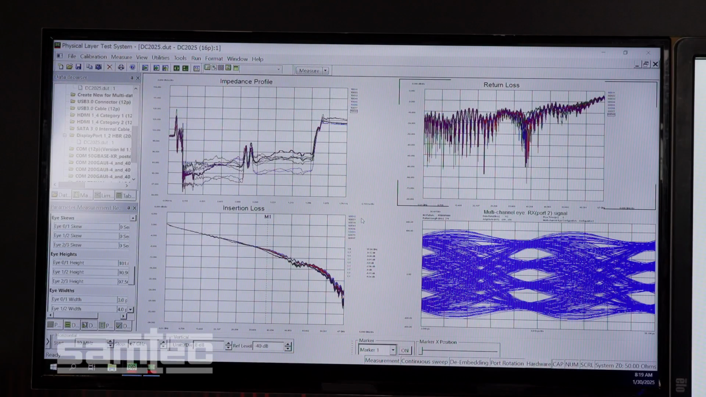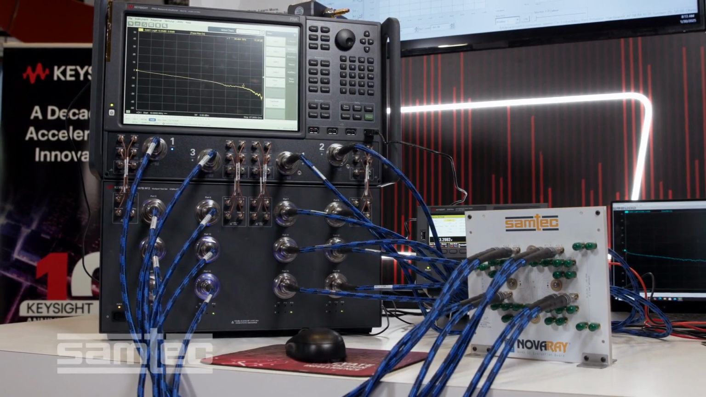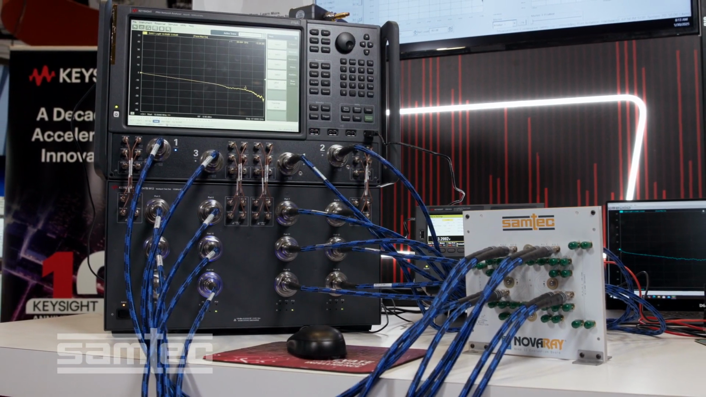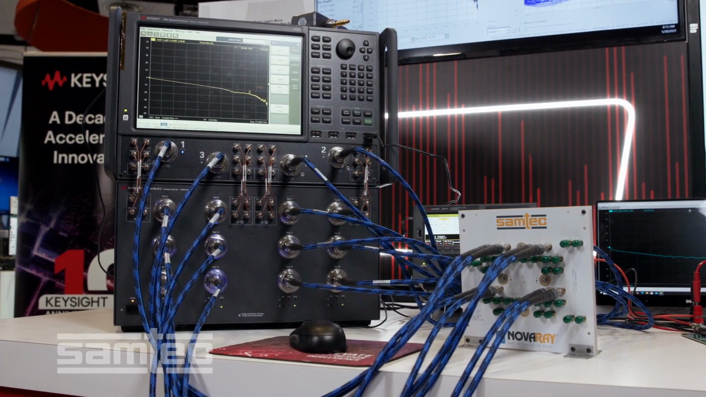So what we're showing here on the display is insertion loss and return loss that you would expect, but also we can do an inverse fast Fourier transform and look at the impedance profile as well as synthesize an eye diagram by extracting the impulse response from S parameters and doing a convolution with the virtual pattern generator. So we use this bad boy that Keysight manufactures for our high precision testing and correlation of Samtec products.